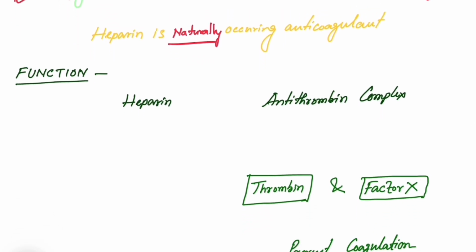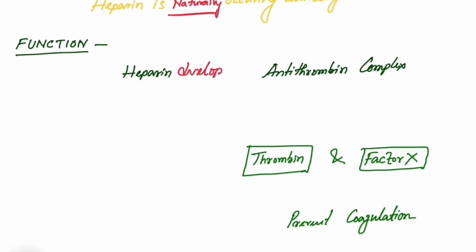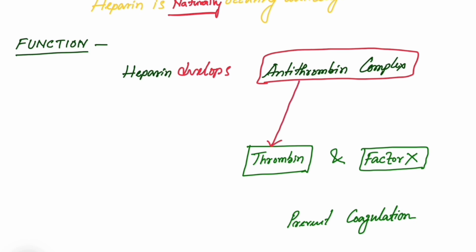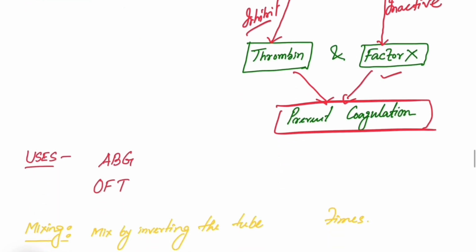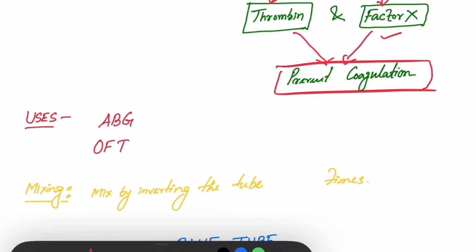Let's talk about the function of heparin. What are the functions of heparin? Heparin develops antithrombin complex. Once antithrombin complex is formed, it inhibits the formation of thrombin. The antithrombin complex also inactivates factor 10. So in this way it prevents the coagulation process.